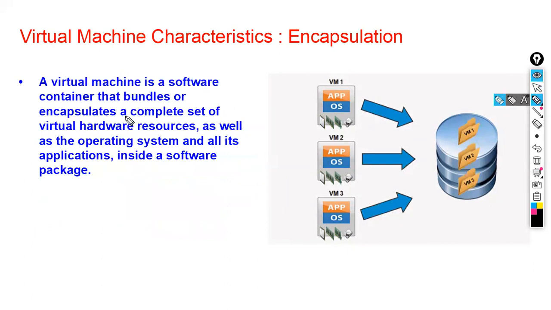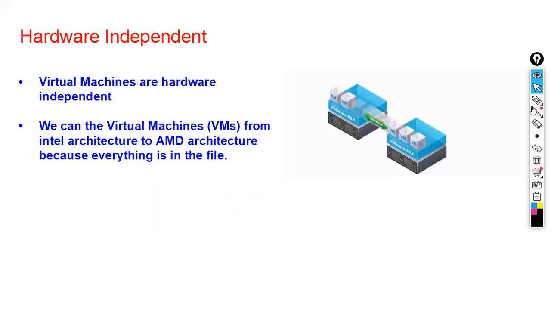So a virtual machine is a software container that bundles or encapsulates a complete set of virtual hardware resources as well as operating system and all its applications inside the software package. So everything will be saved in the form of files and they will be encapsulated. And it is hardware independent as well. So virtual machines are hardware independent.